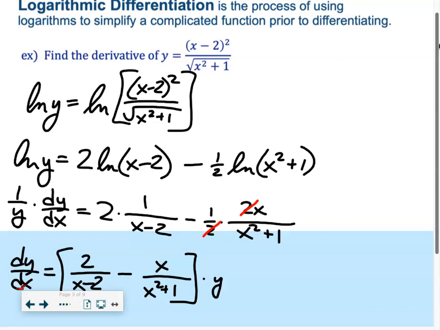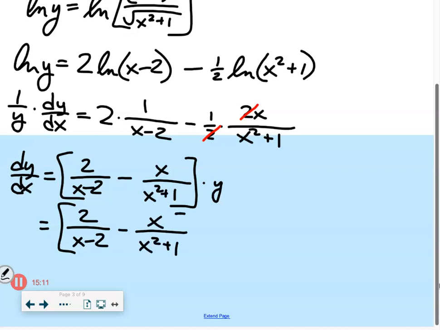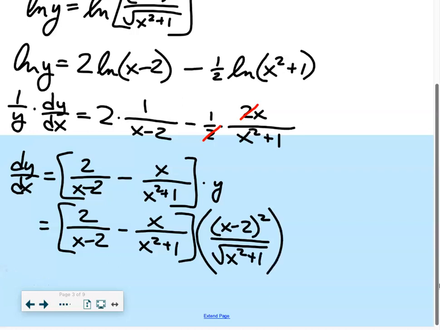Yes, the whole original function, x minus 2 squared over root x squared plus 1. So this is going to drive me crazy. So my final answer is going to be 2 over x minus 2 minus x over x squared plus 1 times, what is it, x minus 2 squared over the square root of x squared plus 1, because that's what y is. And there's my derivative. So on the test, you have to change y to time.